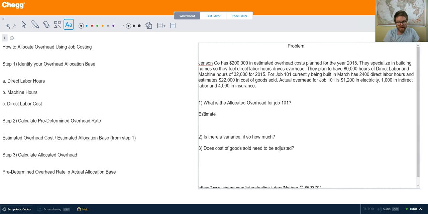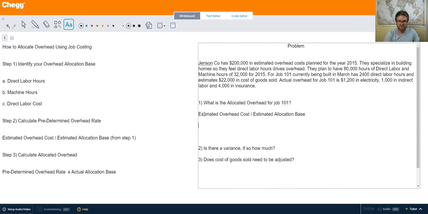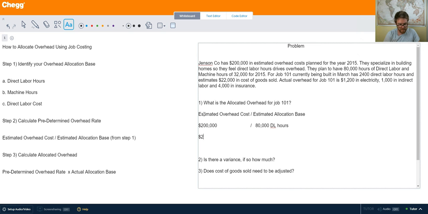So once again, estimated overhead cost divided by estimated allocation base. So let's go ahead and take our cost, which is going to be $200,000 estimated divided by 80,000 direct labor hours. So our predetermined rate will be $2.50 per direct labor hour.